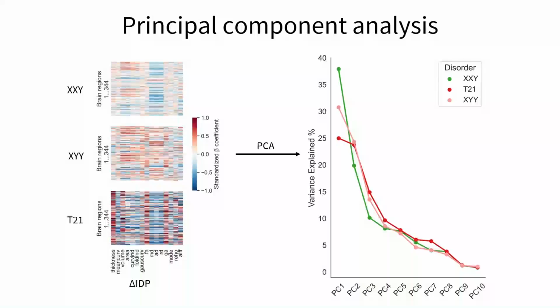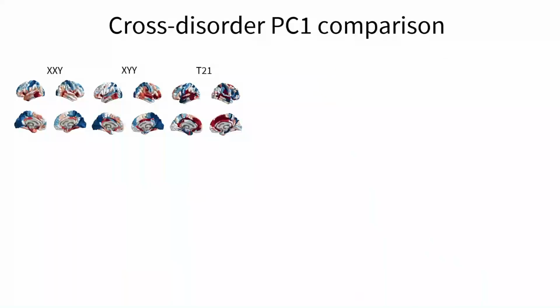And on the right, I'm showing a scree plot with the variance explained for the first 10 principal components for each aneuploidy. I'm going to be focusing on just the first principal component going forward. For XXY, XYY, and Down syndrome respectively, the first PC explains 38, 31, and 25% of the variance. And so the PCA returns two major features of interest that we can explore.